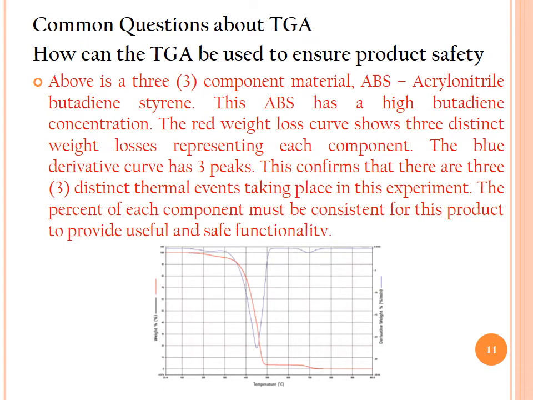Now the other question is, how can the TGA be used to ensure product safety? Above is a three-component material, ABS, acrylonitrile butadiene styrene. This is a very versatile material for plastic applications. This ABS has a high butadiene concentration. The red weight loss curve shows three distinct weight losses representing each component, as clearly shown in the graph.